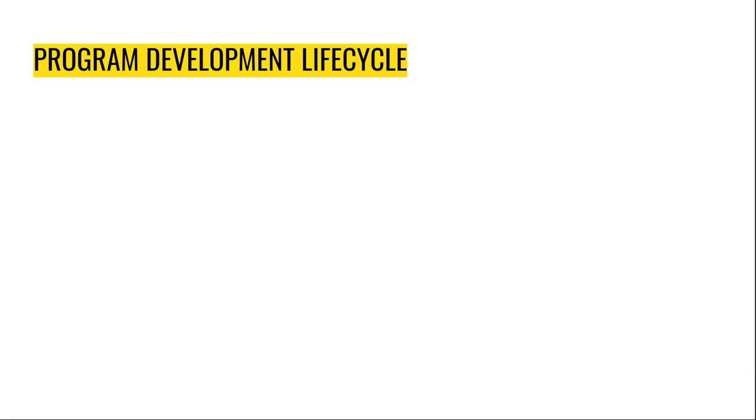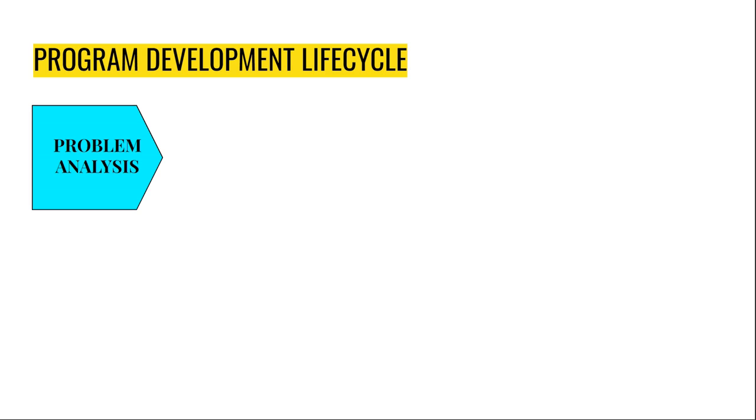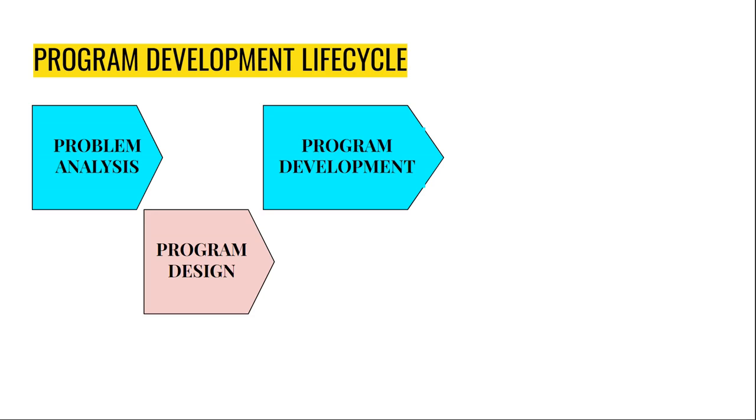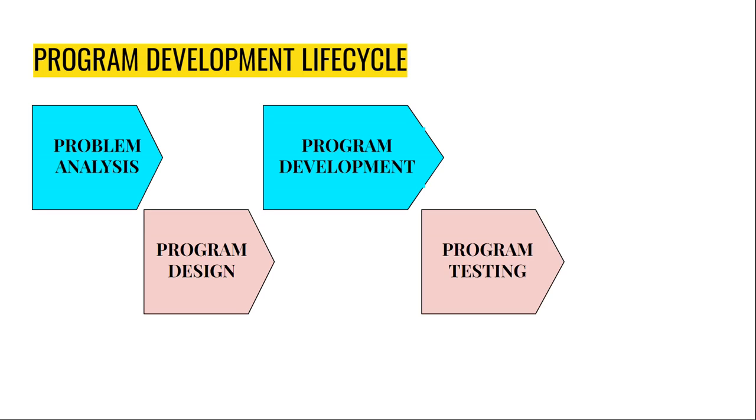When a program needs to be written, it is necessary to follow the program development life cycle. Step 1 is the problem analysis. The next step in the program development life cycle is the program design. Step 3 is the program development. Step 4 is program testing. And the final step is documentation and maintenance.